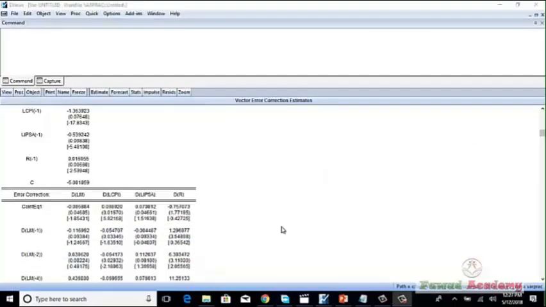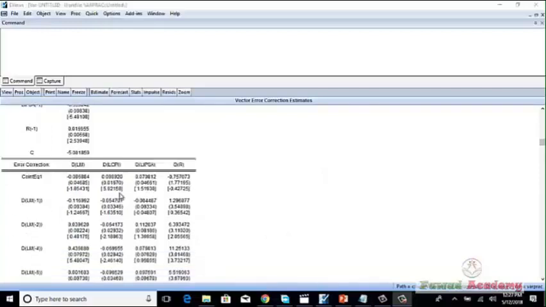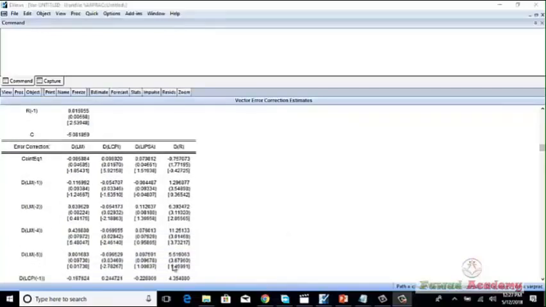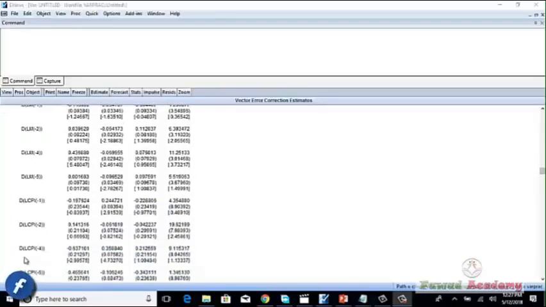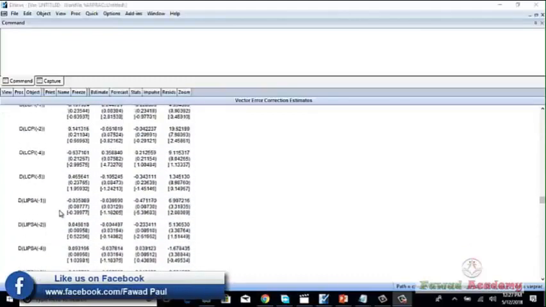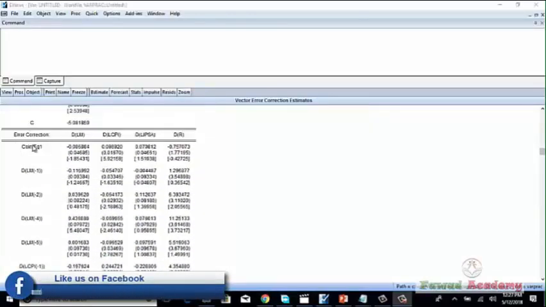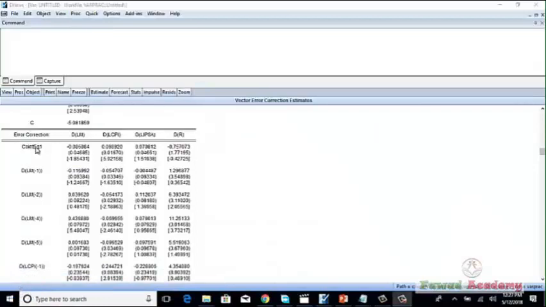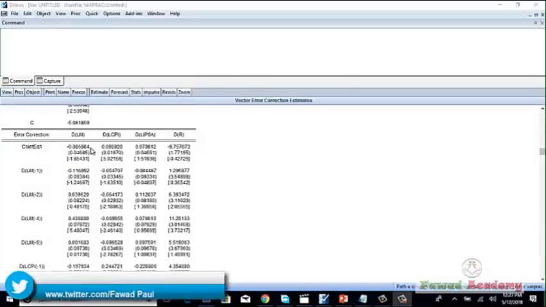So how about the interpretation? How can you interpret these values? We are interested in this vertical line, because this is our dependent variable, money supply, and these all are independent variables. And this cointegrating error shows the speed of adjustment. And how can you interpret these values?